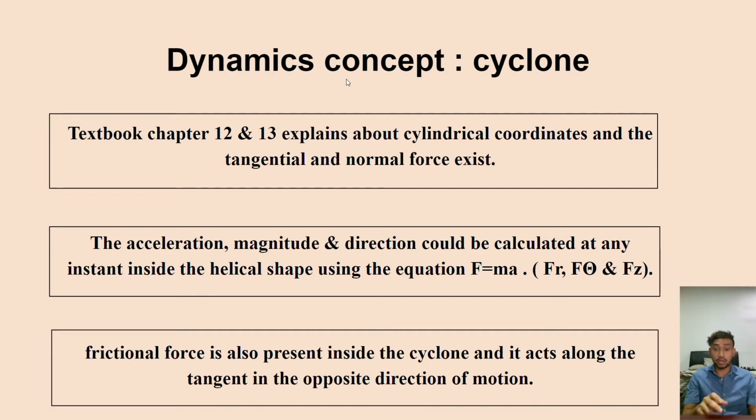The F equals ma can be divided into three main components, which is Fr, the resultant force, F theta, which is the angular direction of the shape, and Fz, which is the three-dimensional component of the shape. And we can calculate any values for all of those.